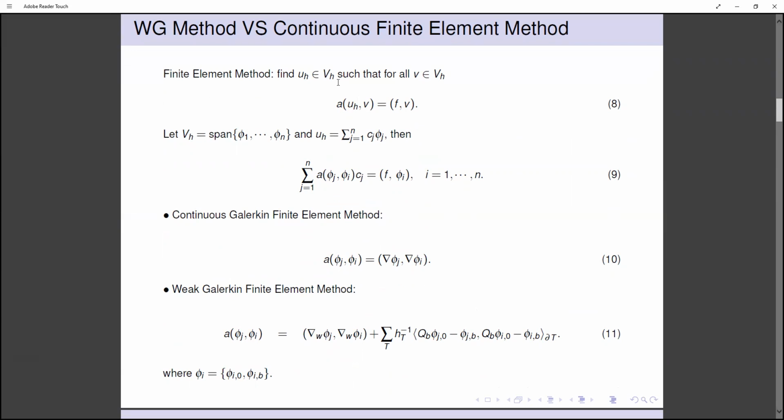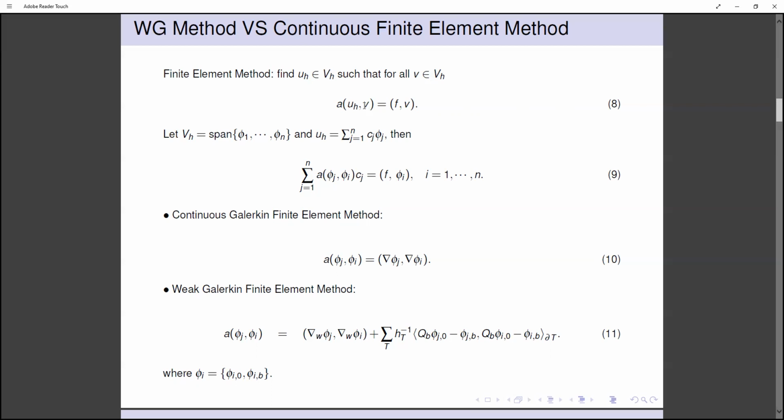Okay, what is a finite element method? First of all, we need to find VH, which is finite dimensional. That's the key. Then we define a bilinear form A. They need to be well defined, such that equation A is well posed. Since VH is finite dimensional, it can be spanned by a finite number of basis functions. And UH belongs to VH, therefore UH can be written as a linear combination of those basis functions. Then substitute UH into equation 8.